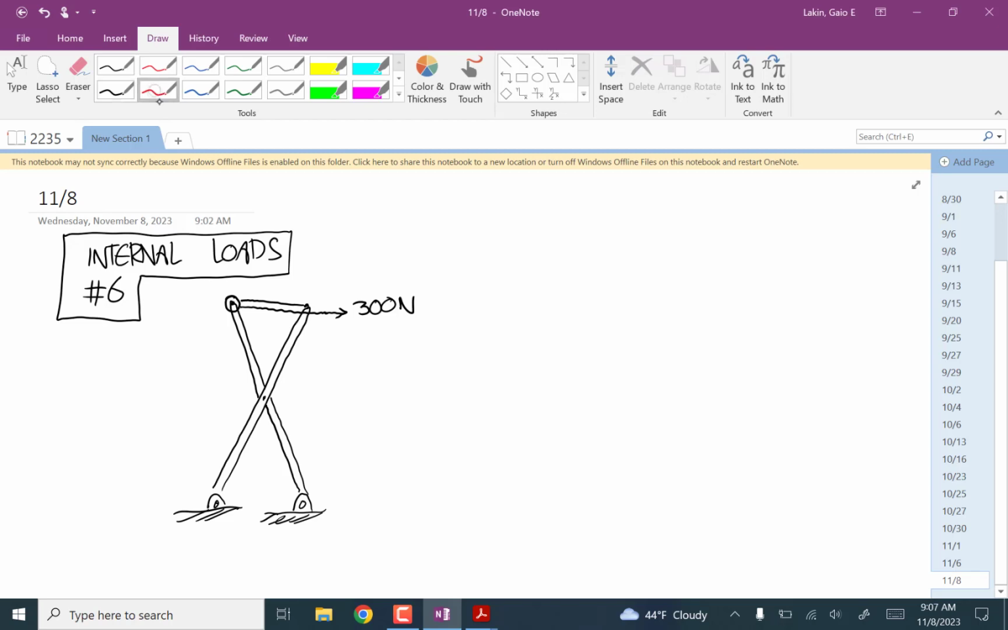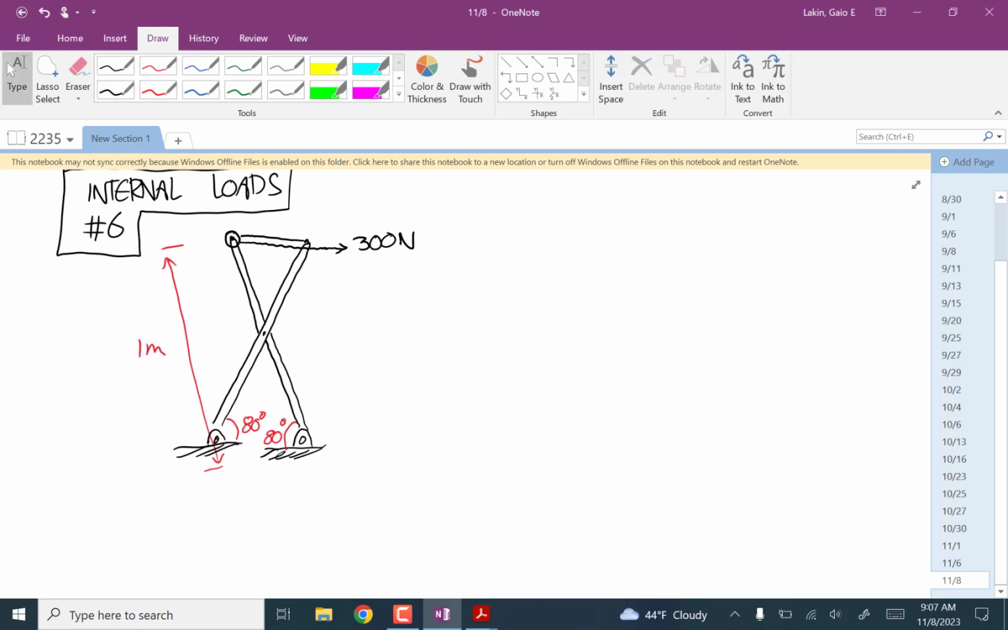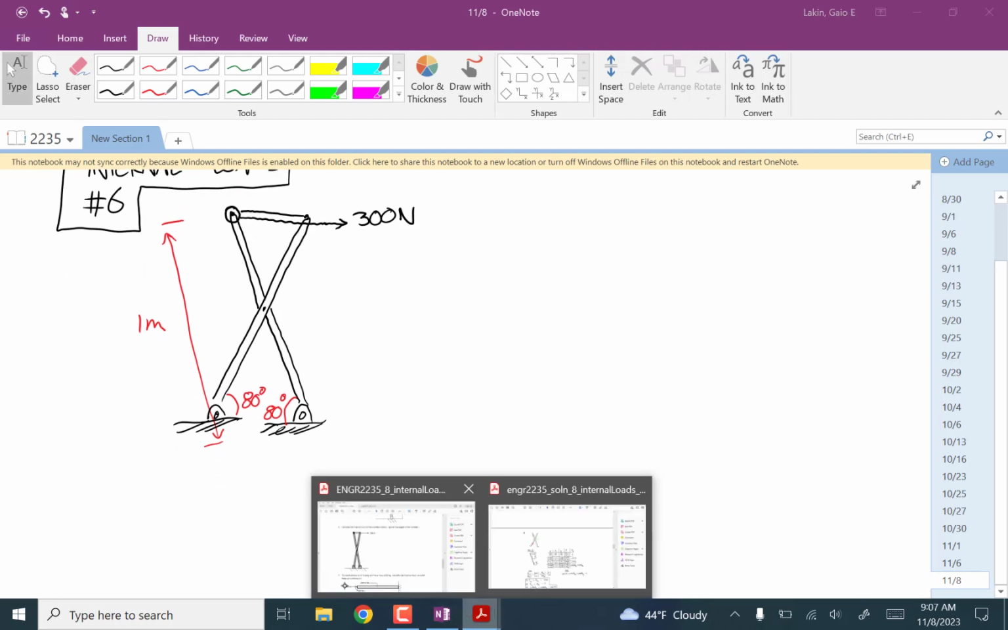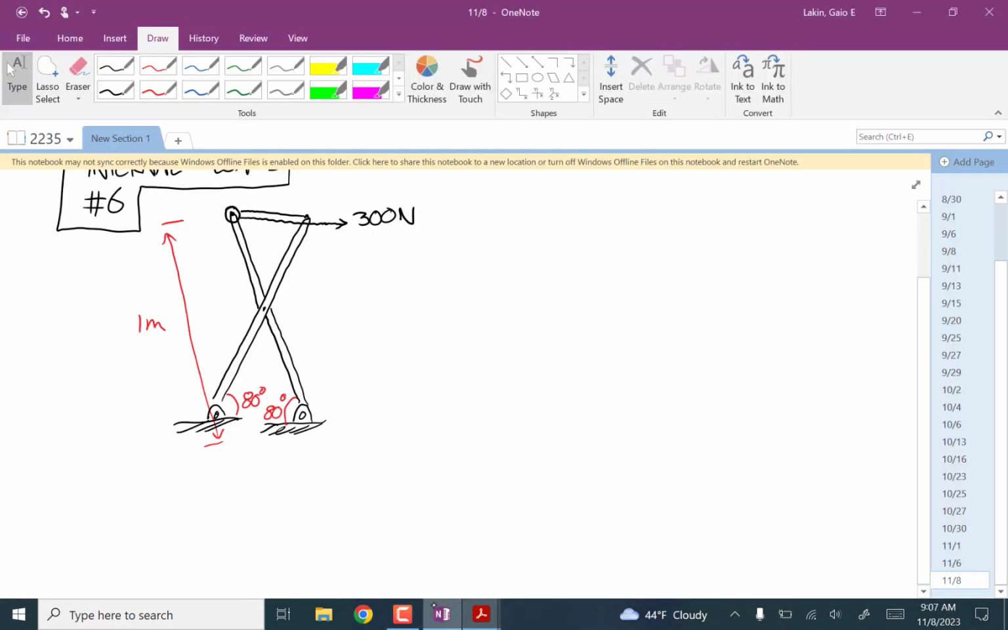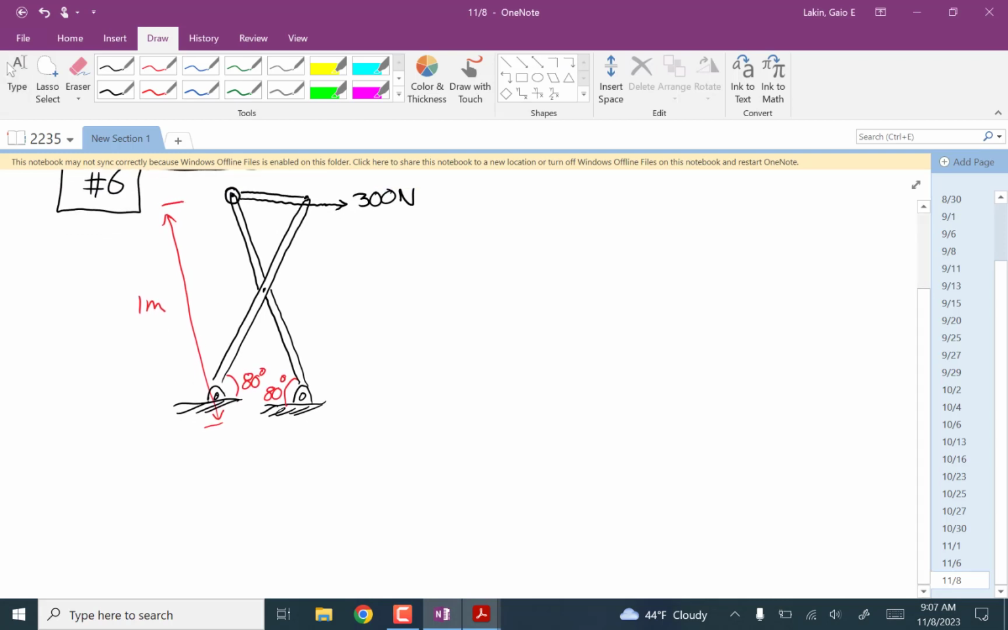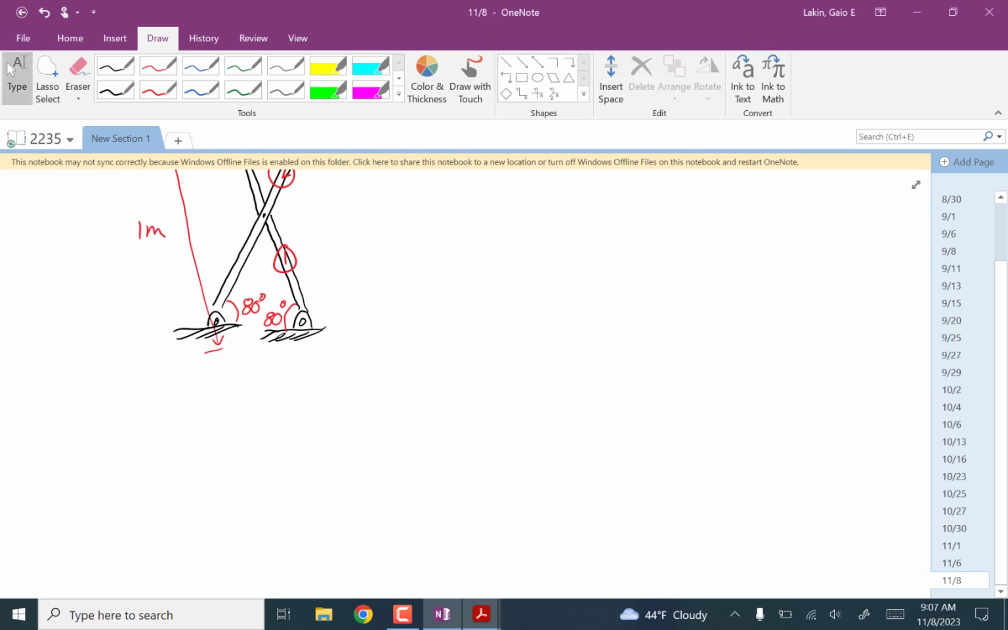Okay, so it's like that. The lengths are each 1 meter. And this angle is 80 degrees, and this angle is 80 degrees. And there's no weights or anything. I don't think I'm missing anything, am I? I think that's it. Okay, so let's call this one 1 and this one 2.